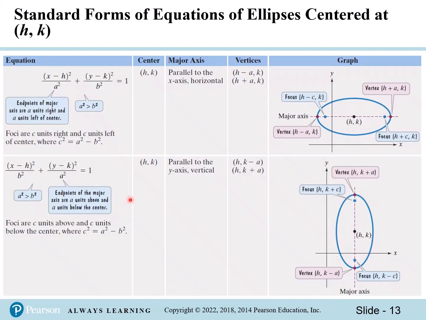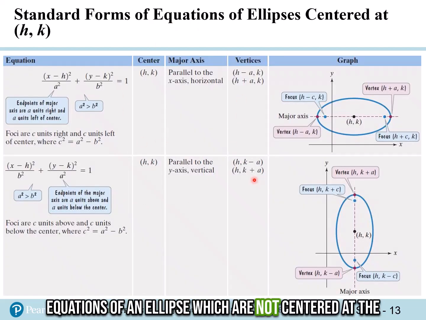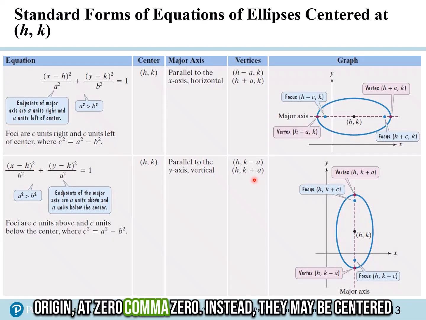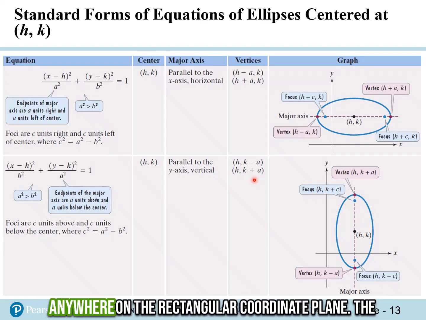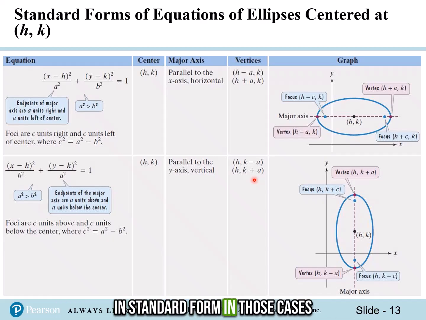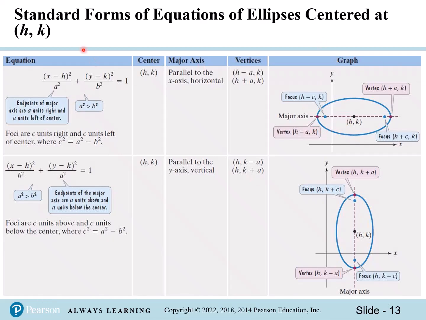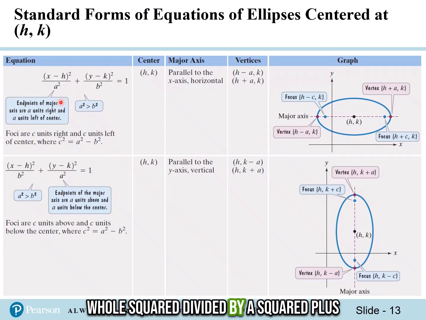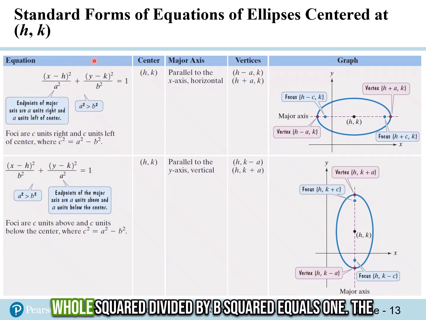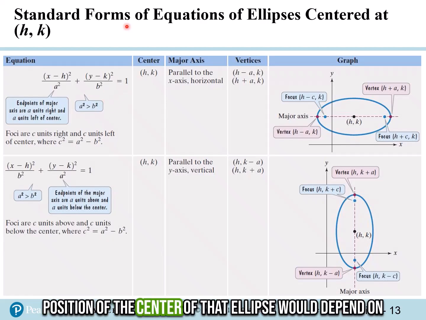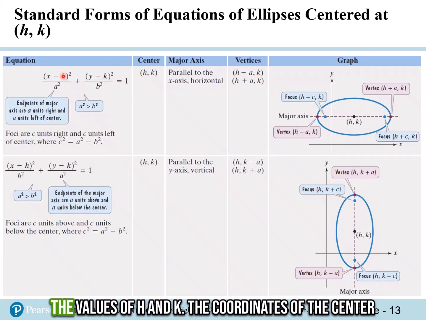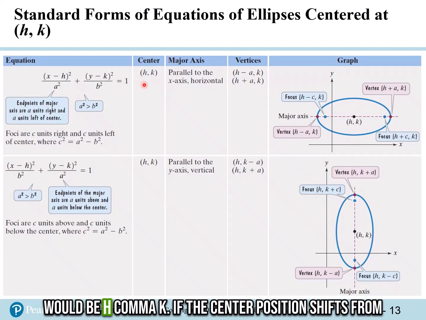We will now consider equations of an ellipse which are not centered at the origin at 0, 0. Instead, they may be centered anywhere on the rectangular coordinate plane. The equation in standard form in those cases would be, for the horizontally positioned ellipse, x minus h whole squared divided by a squared plus y minus k whole squared divided by b squared equals 1. The position of the center of that ellipse would depend on the values of h and k. The coordinates of the center would be h, k.